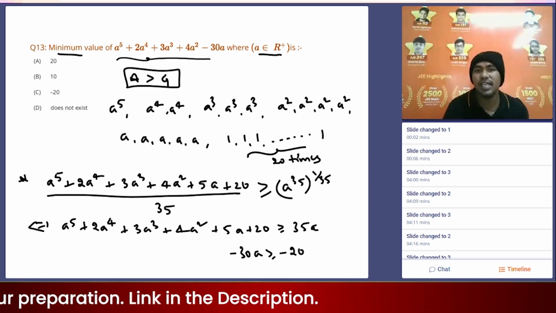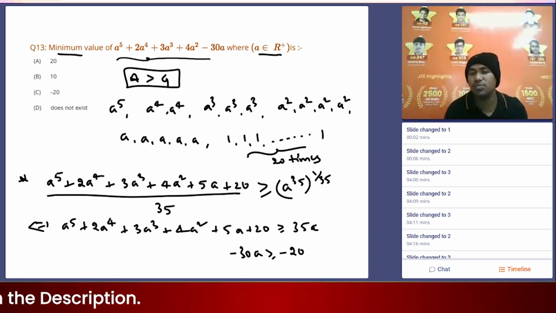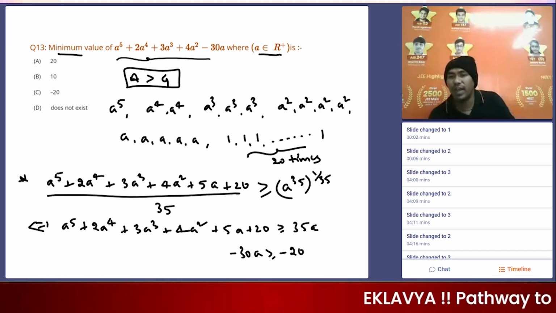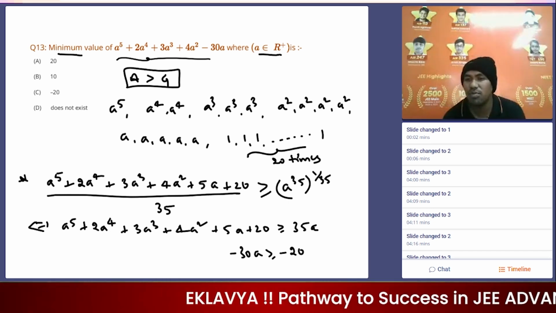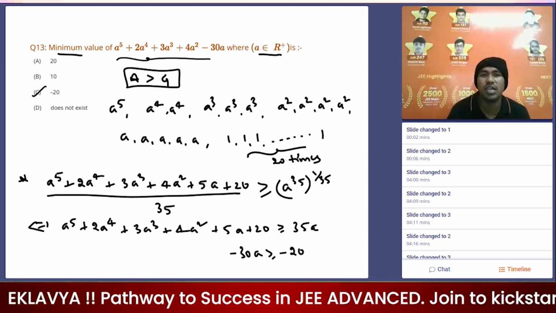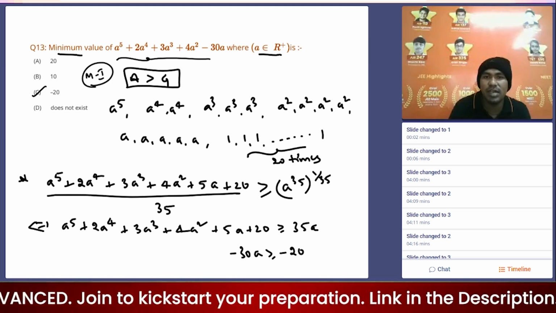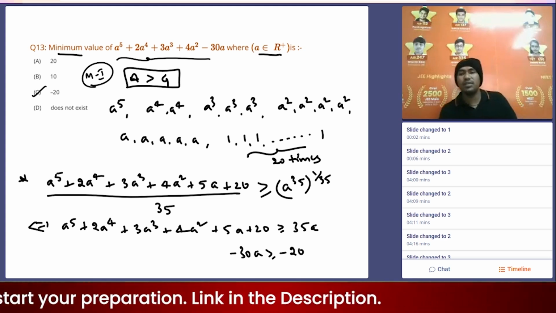So to get this expression, we have made this modification, adding 5a and adding the 1s. Then the minimum value is how much now? Minus 20. The answer is going to be minus 20. So this is by using the AM-GM inequality. Let it be method 1.